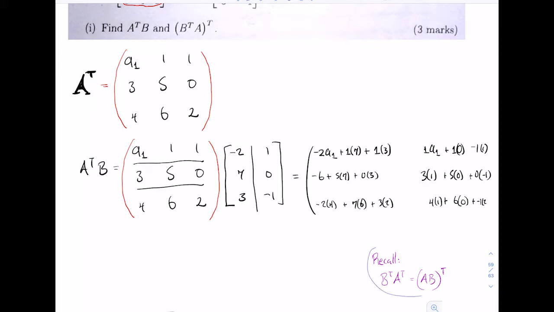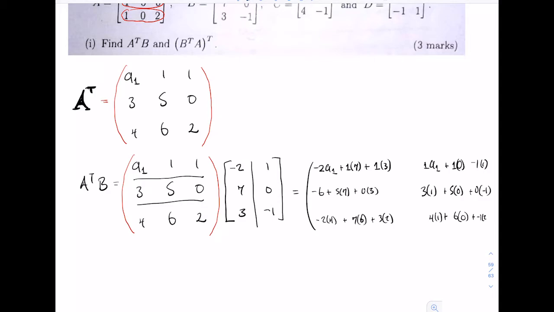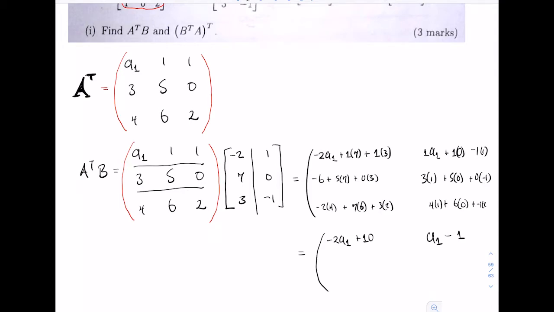Let's bring this down a bit. So now we can simplify our result. All right, so our first term is actually minus 2a1 plus 10. Our second term is actually a1 minus 1. Here, we'll end up with 35 minus 6, which is 29. And here we end up with 3.